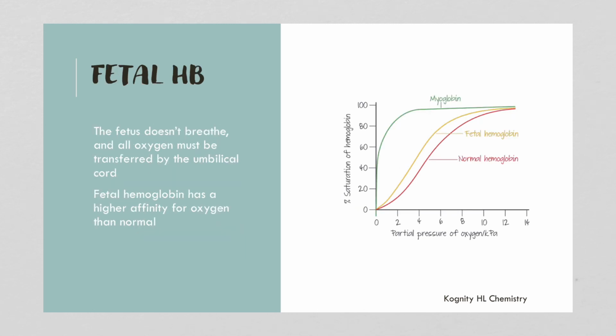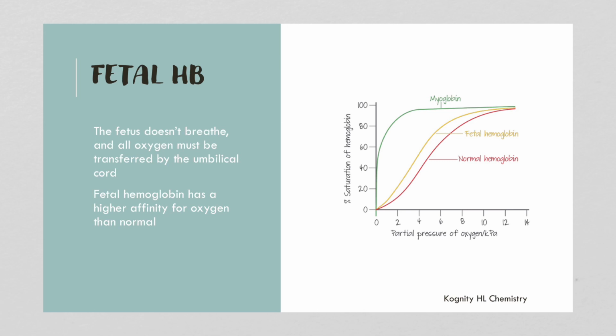So this diagram is quite helpful because we can see there's normal hemoglobin. We can see that myoglobin doesn't follow that S-shaped curve because it doesn't have that cooperative binding. And then fetal hemoglobin, you can see that the curve is slightly to the left. Remember, the fetus doesn't breathe. It must get all the oxygen from the mother by the umbilical cord.